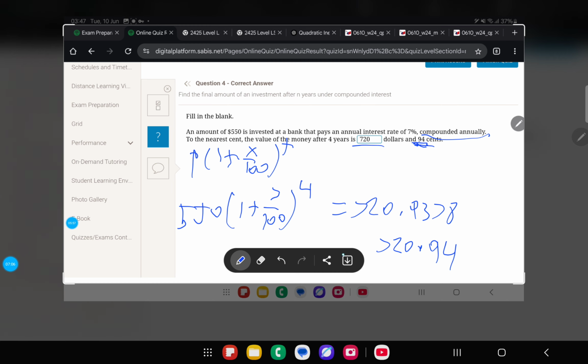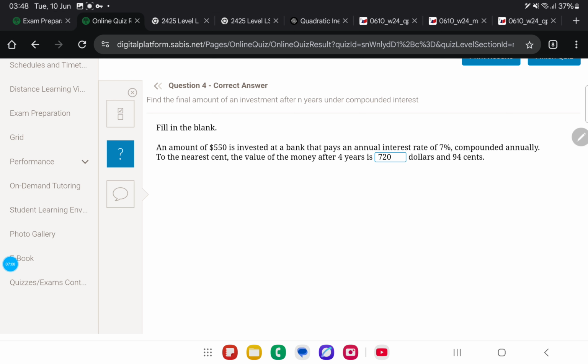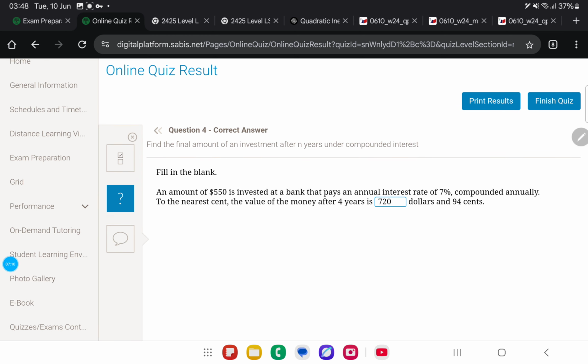720.94. That's it for this question and for this quiz. Hope you understood. It's very, very easy. You just use one rule and another rule. They're both related. It's an easy quiz, and best of luck, everyone. See you.